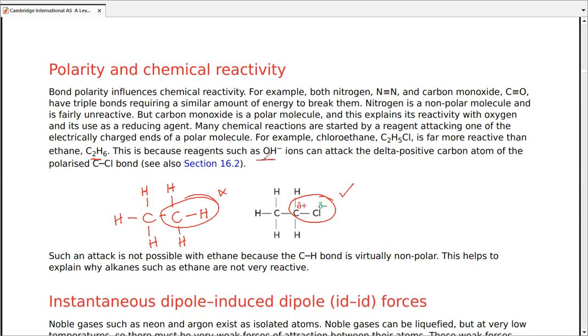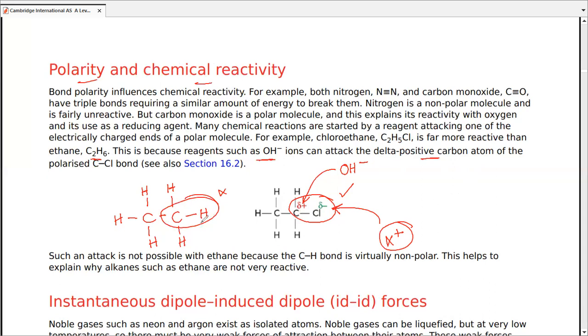This is because species such as OH negative can attack the delta positive carbon. Any negative ion would easily be able to attack the positive end. Anything positive, let's say X positive, would easily be able to attack the partial negative end. So it's pretty easy for positively or negatively charged species to attack their opposite ends. And this polarized bond will be capable of showing us chemical reactivity due to its polarity.